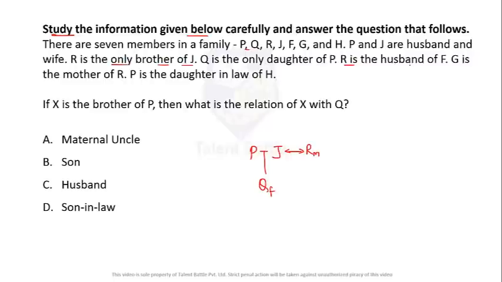Then R is the husband of F. If R is the husband, F must be female. G is the mother of R, which means G must also be the mother of J.